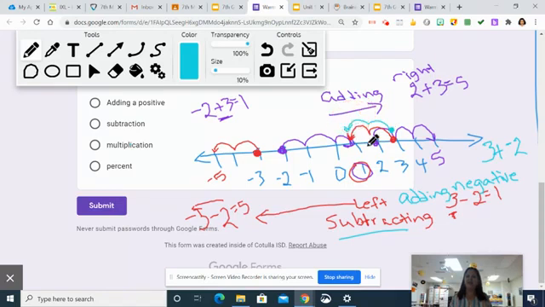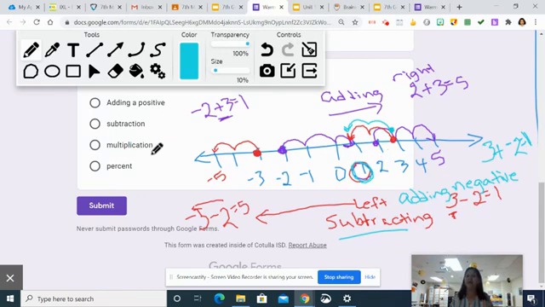And where's it going to land me? At 1. Which did the same thing as this. 3 minus 2 is 1. 3 plus negative 2 is 1. Same exact answer. Same exact directional movement. We're moving the same direction.